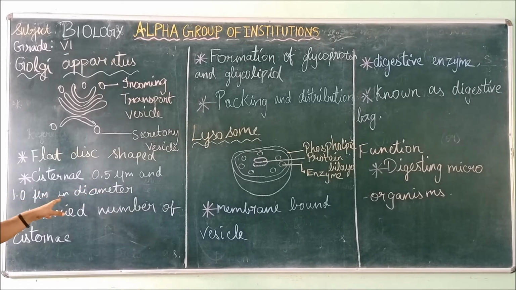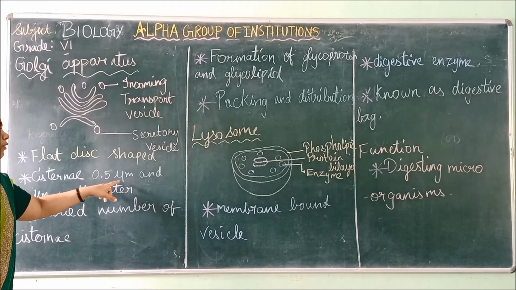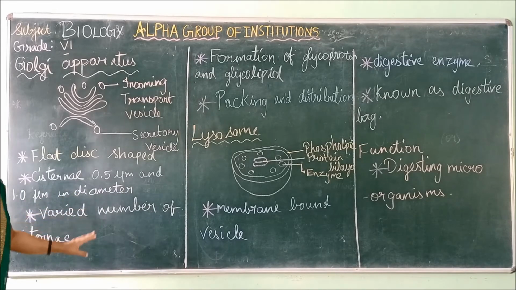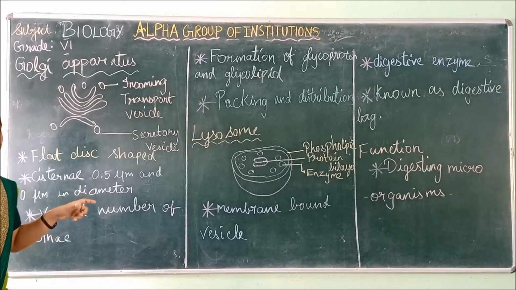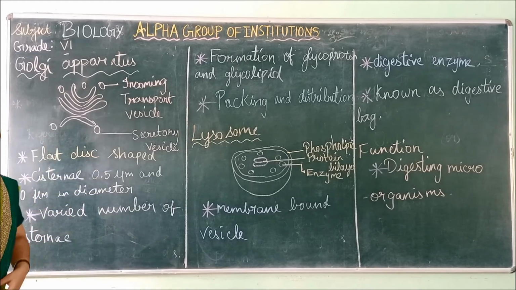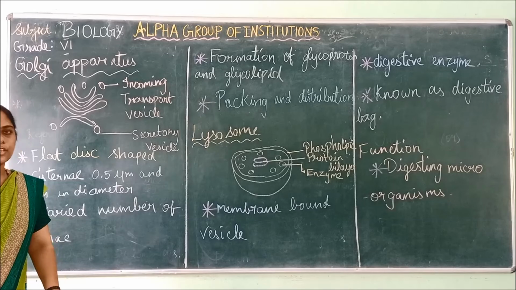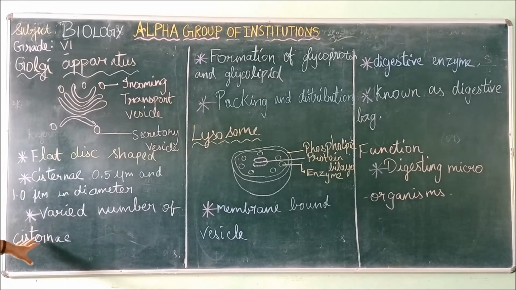The size of the cisternae is 0.5 micrometer to 1 micrometer in diameter. Each Golgi apparatus has a different number of cisternae. In some there may be 5 foldings, or in some there may be 10 foldings. So the number may vary in the Golgi apparatus.